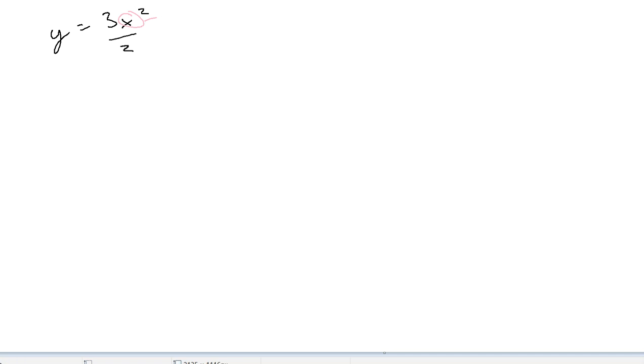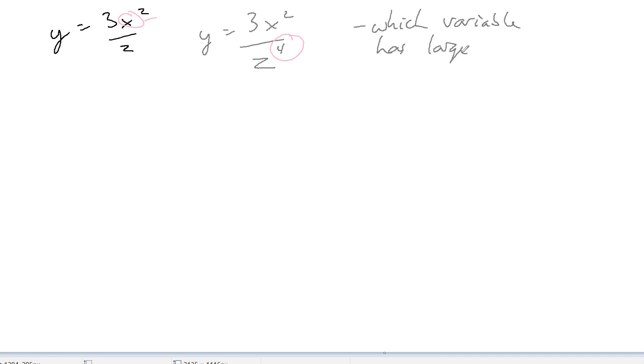On the other hand, if we modify the expression and said y is equal to 3x squared over z to the power of 4, now with that power of 4, the z would be by far the most important variable, having the biggest effect on the y value. So sometimes what we want to know is which variable has the largest effect on the situation. You want to know, will it make it twice as big, half as big? Which is going to be the biggest effect?